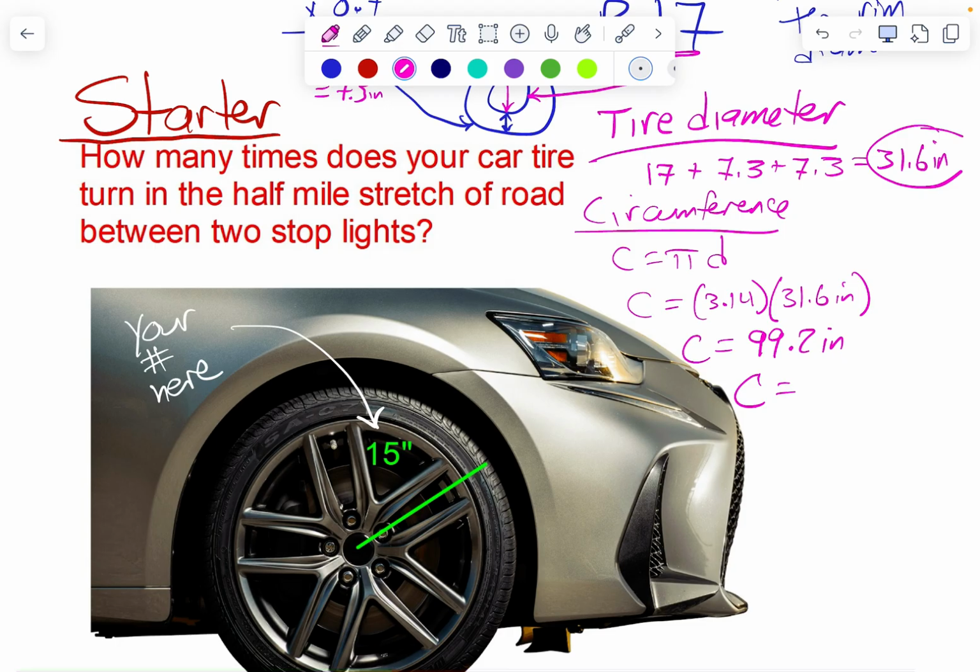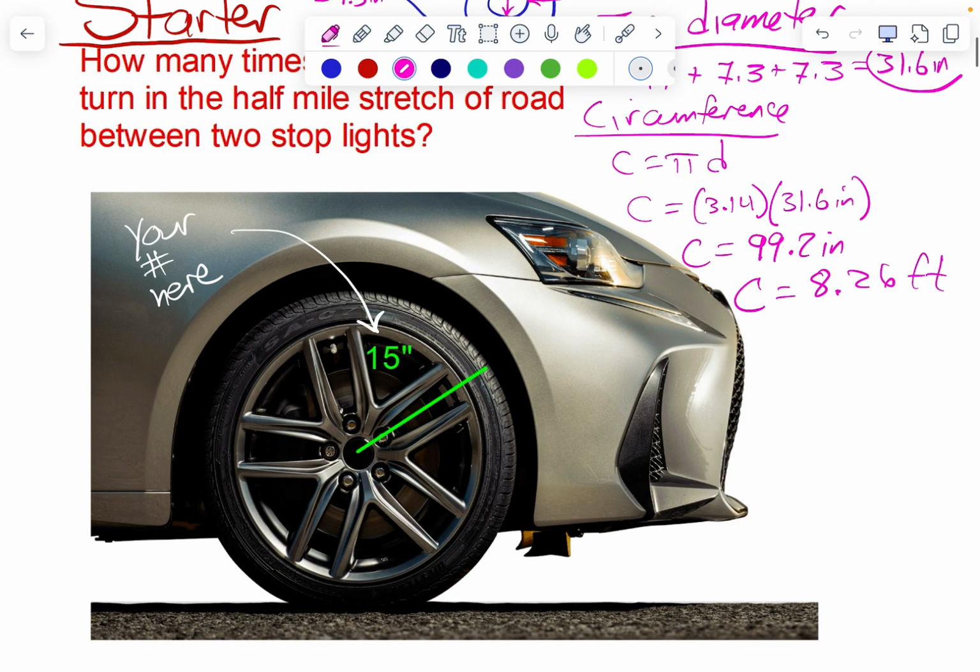Divide by 12. So what do you get? 8.2... 2.6. Thank you. Because I said it was closer to 8.3. 8.26 feet, so 8 1/4 feet. Perfect. All right, how do we figure out how many times that thing rolled around in that half mile stretch?